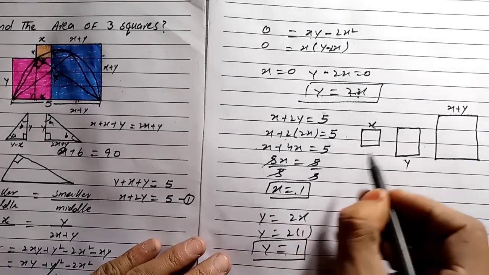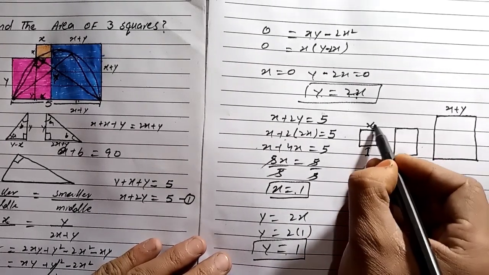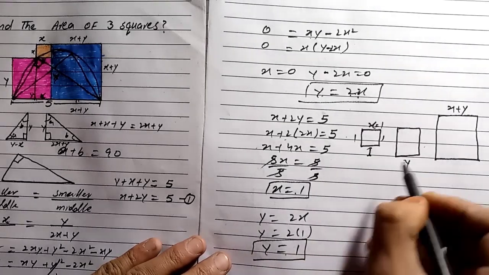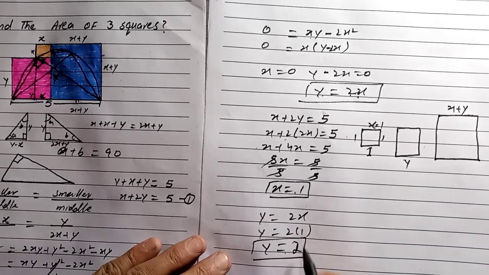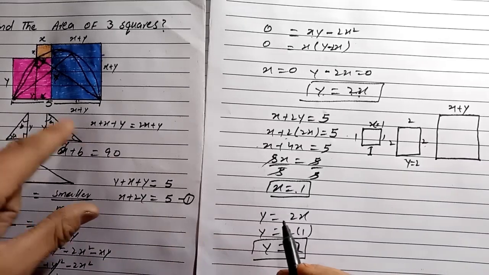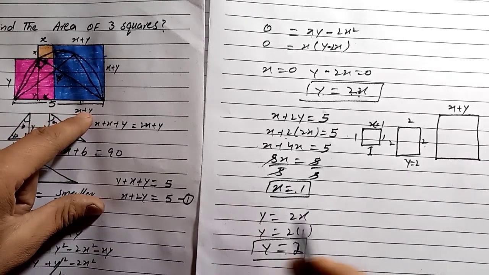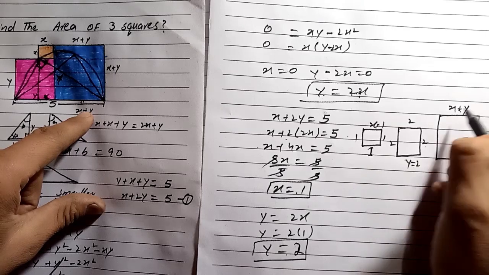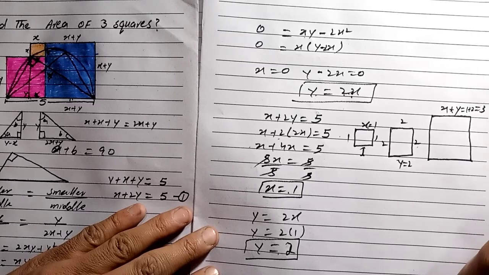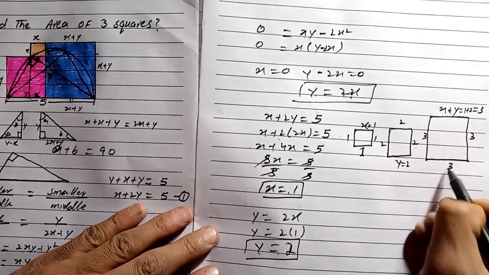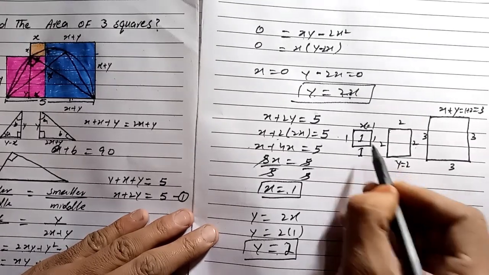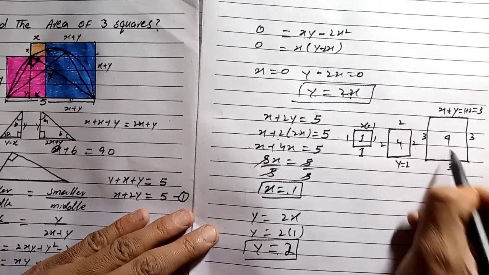So we can get the value of x and y. X is equal to 1, so this side is also 1, this is also 1, this is also 1, and the length of y is equal to 2, so this is 2, this is 2, this is 2, this is 2, and the length of the bigger side, which is x plus y, is 1 plus 2, which is 3, then this is 3, this is 3, this is 3. So the area is equal to length times width, so this is 1, this is 4, this is 9.